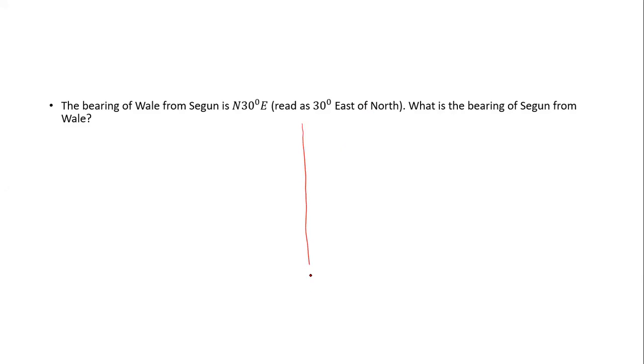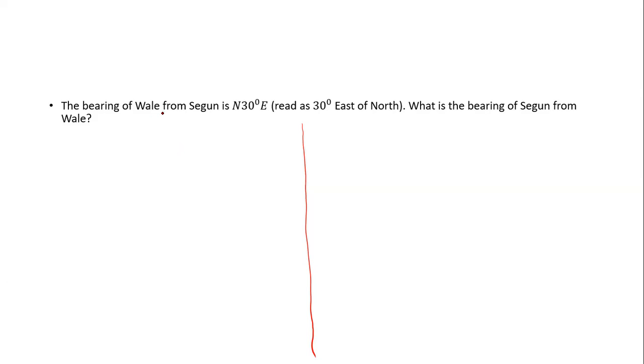Let me just divide the board. We have just two different types of bearing. One, we call it compass bearing. An example of such is what we have on the board. When you see compass bearing, that's when you'll be talking about north, south, west, east. And if you look at the question on the board, you realize that it's also in that format. So that is one of the ways in which we represent our bearing.